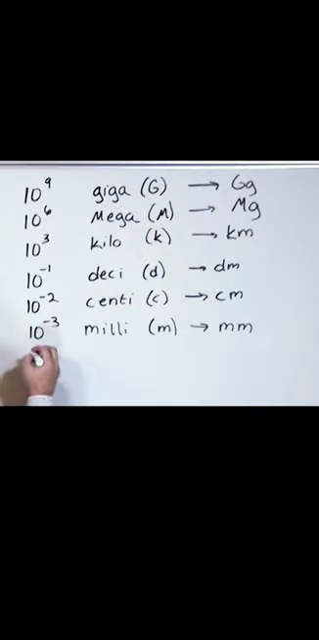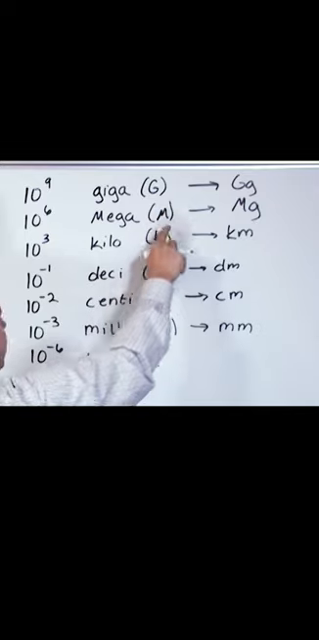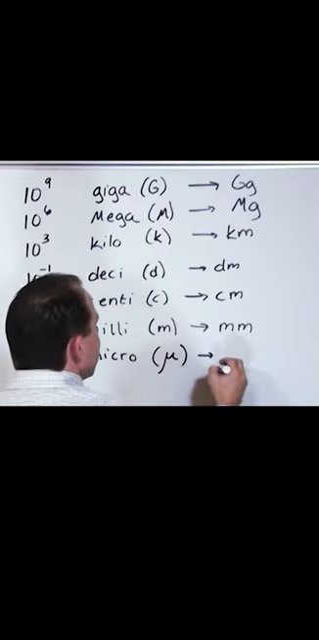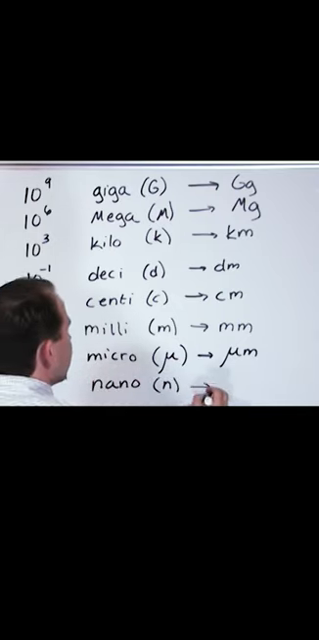If you go even smaller, you get to 10 to the minus 6, which is micro. Micro, you can't use M again, small m. This is capital M, this is small m. So you actually have this little symbol, which is the Greek symbol mu. And so you might talk about micrometers. 10 to the minus 9, we call nanometers. Letter N, so that's nanometers.